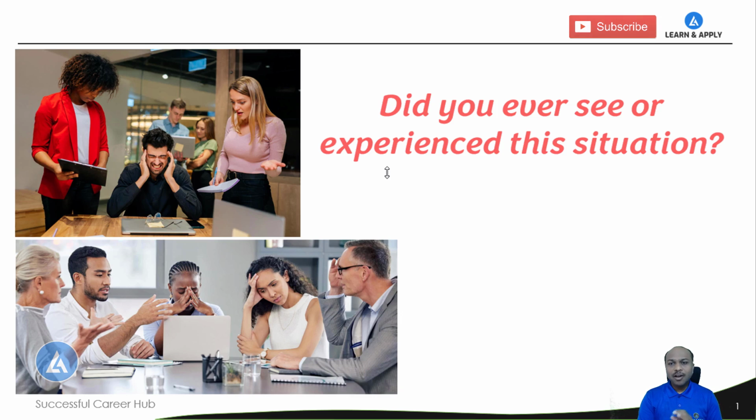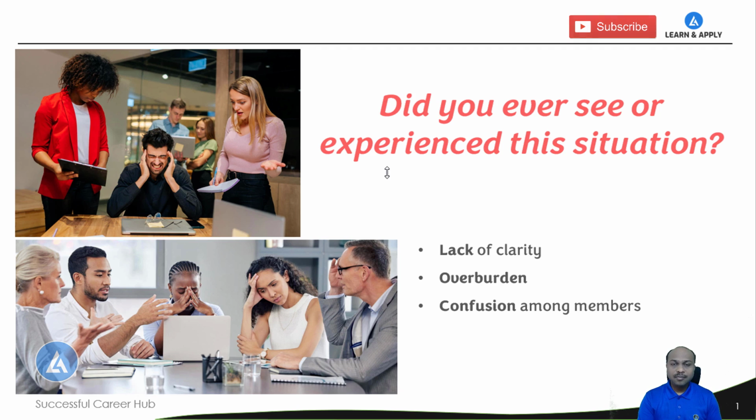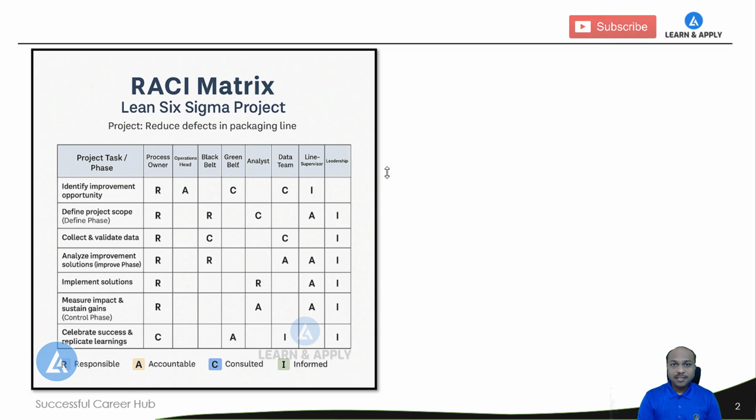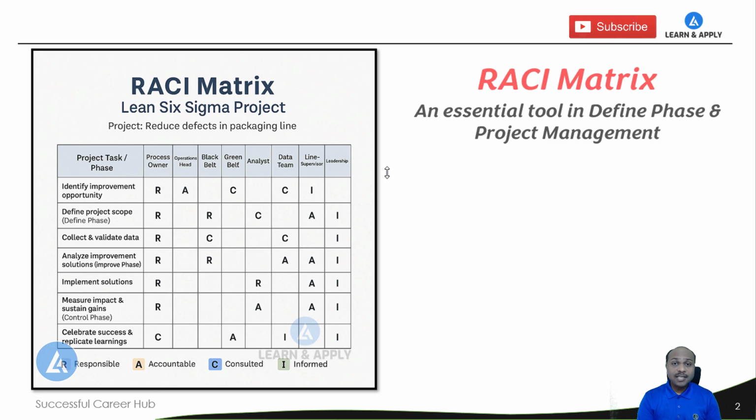Did you ever see or experience any one of these situations? The main root cause behind these situations is the lack of clarity, overburden, or confusion among team members. The tool that we are going to learn today is going to help us eliminate all these root causes. The tool is RACI Matrix. RACI Matrix, as I said, is an essential tool in the define phase as well as in project management.